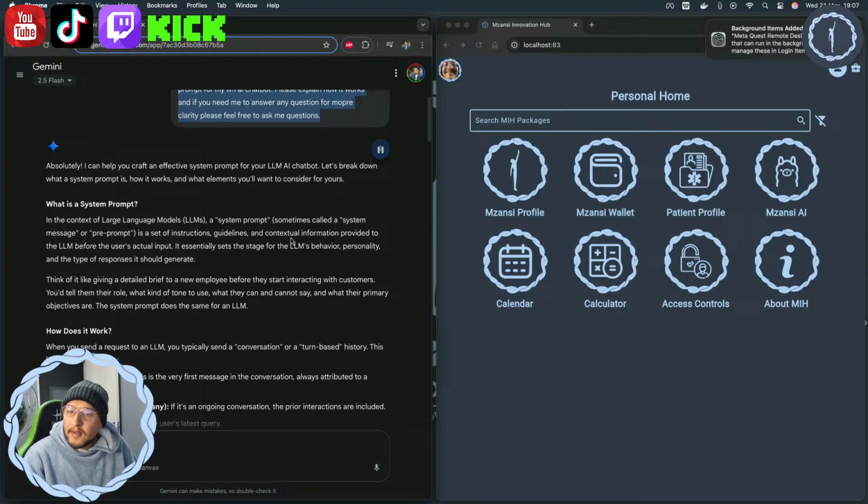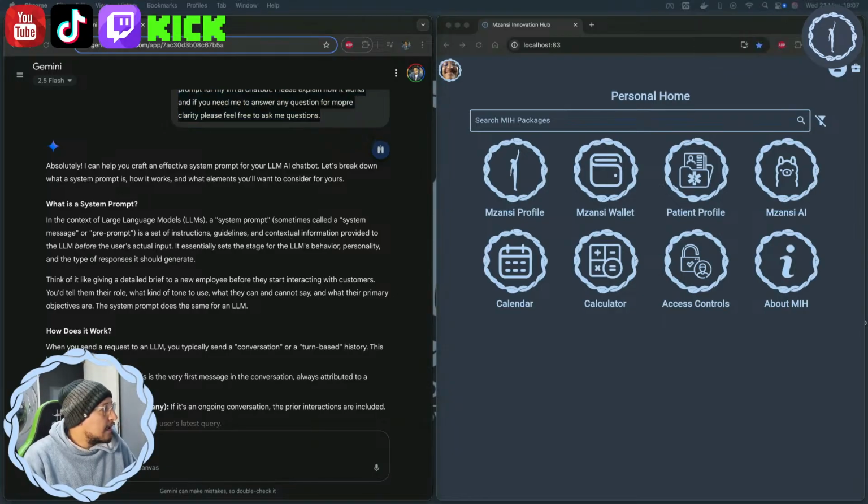And absolutely. I can help you craft an effective system prompt for your LLM AI chatbot. Let's break down what a system prompt is. Let me know if you can hear that. What elements you'll want to consider for yours. Can this put a thumbs up in the chat?